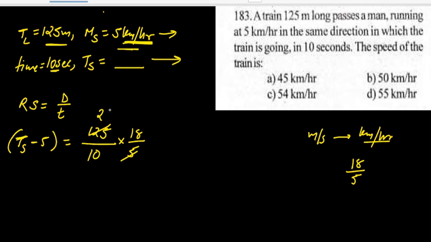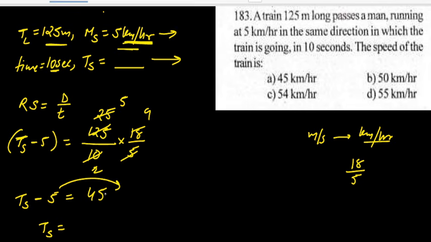5 25s is 125. 5 2s is 10. 5 5s are 25. 2 9s is 18. So that means train speed minus 5 equals 5 9s are 45, which tells us that the train speed will be 45. This 5 goes there, it becomes positive 5. So 45 plus 5 would be 50.